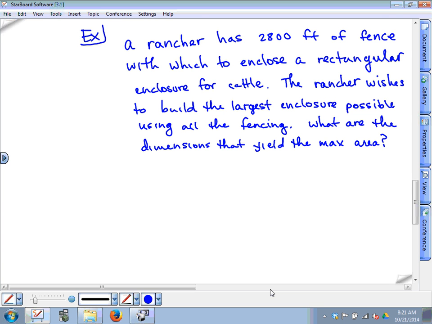And he's going to use all 2,800, maybe it's not a he, sorry. This person, it might be a she, is going to use all available fencing, 2,800 feet of fencing. The key word here, again, is this idea max area. We need to maximize the area.